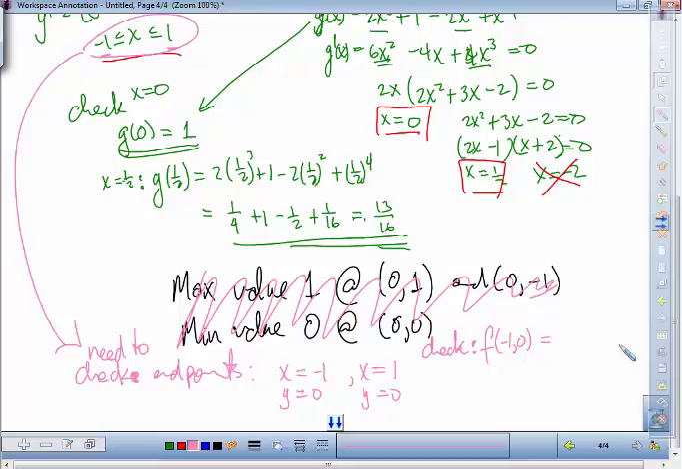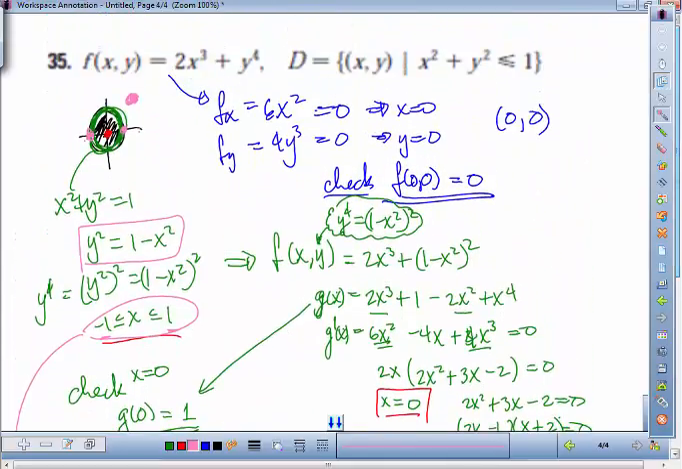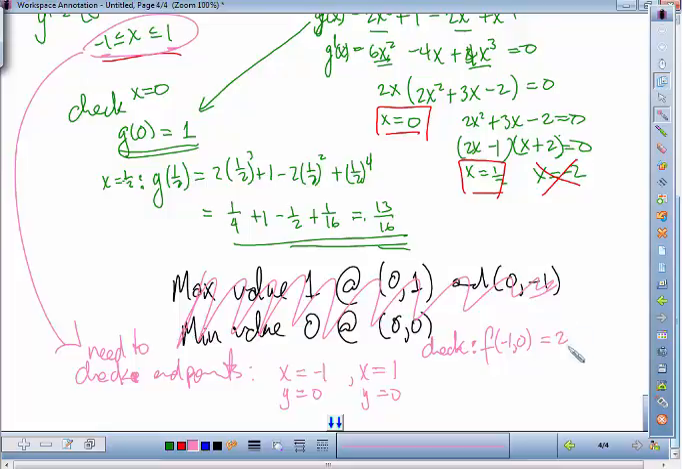So back to our original function. Our original function is 2 times x cubed plus y to the 4th, and y is equal to 0. So this is going to give us a value of -2. So that's less than 0. So now we found our minimum.